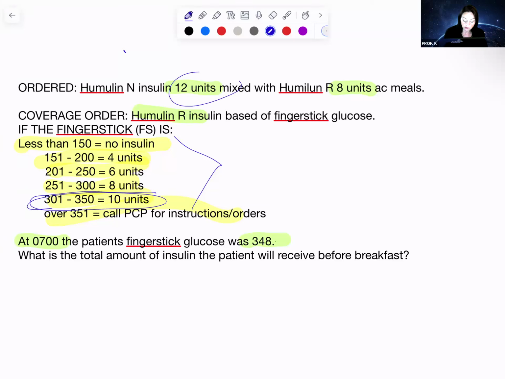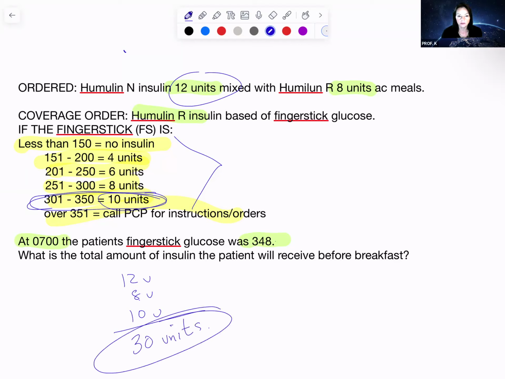So I'm going to start with 12 units of N, 8 units of R, and now I have to give an additional 10 units. So the answer is 30 units. And that's how you do the insulin questions. Now, of course, there's much more related to insulin than this, and you'll learn that throughout the program.